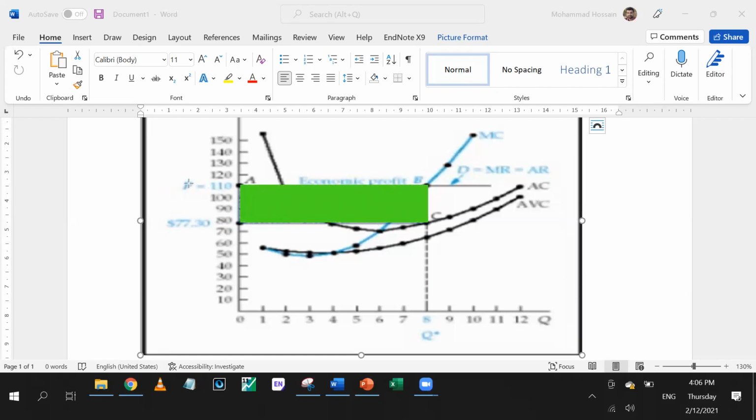Because our revenue here, look at here, P at 110 is our price. Our average costing is actually 77.3. So on every product, we are going to make a profit of 110 minus 77.3 on one product. So how about 8 products? 110 minus 77.3, that's our costing, multiplied by 8 products. This will be the green rectangle you can see. This will be your profit.